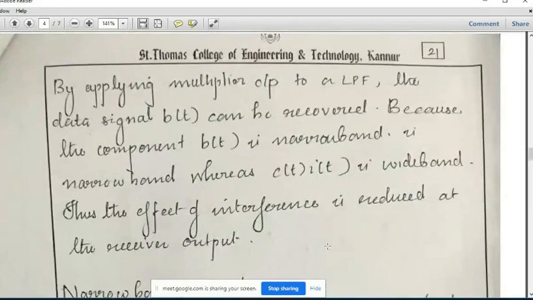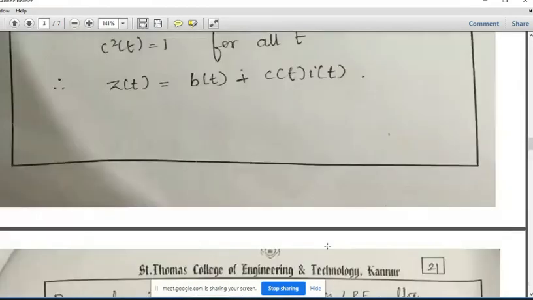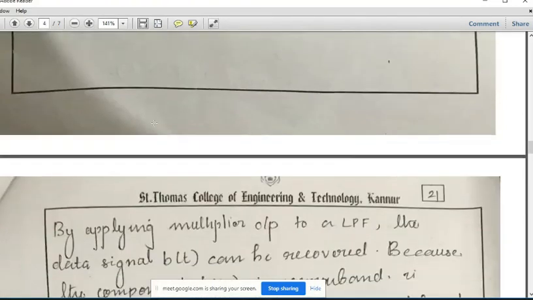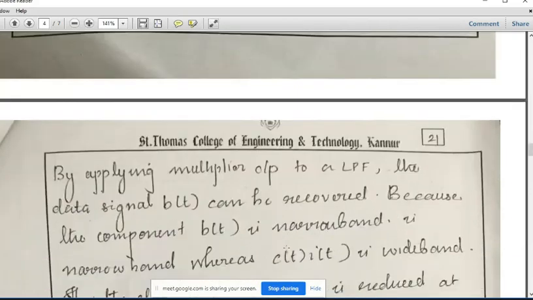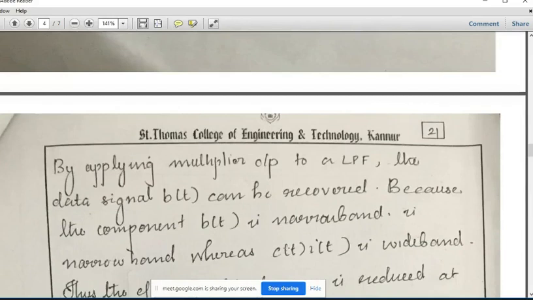So by applying the multiplier, this is our output Z of t, equal to B of t plus C of t into I of t. Now this Z of t, the correlator output, is applied to a low pass filter. The data signal B of t can be recovered by passing through the low pass filter, because the component B of t is narrow band, whereas C of t into I of t is wide band.